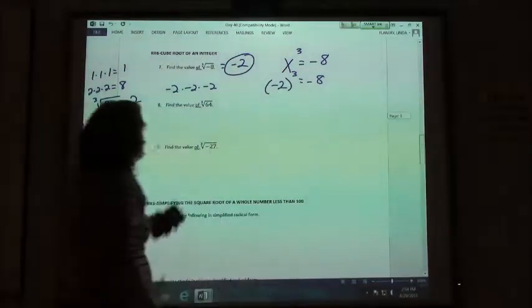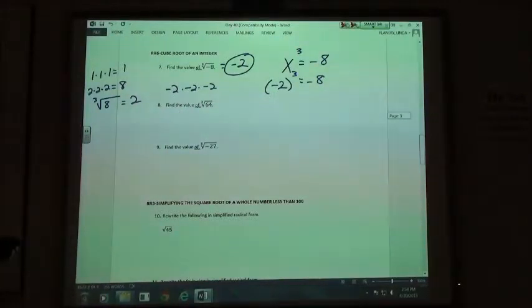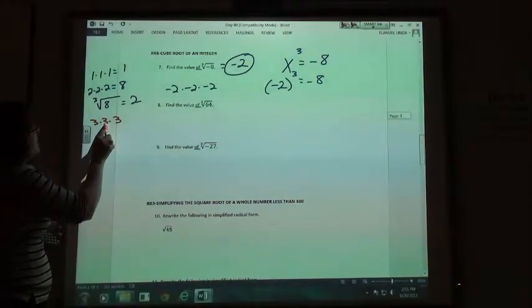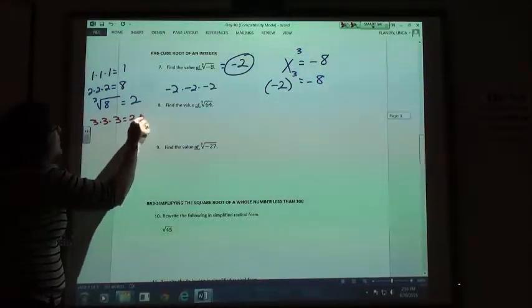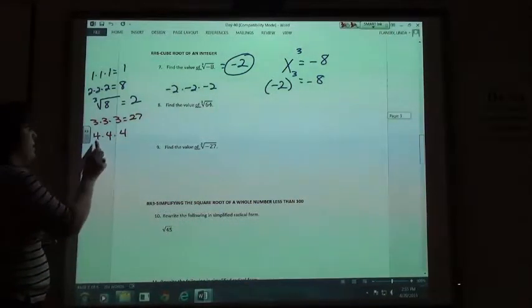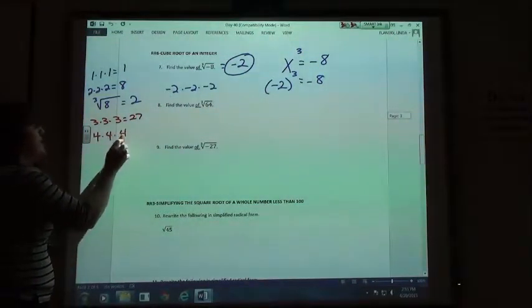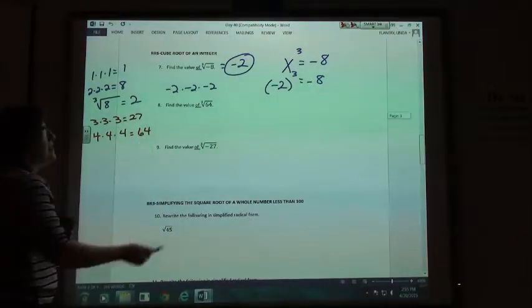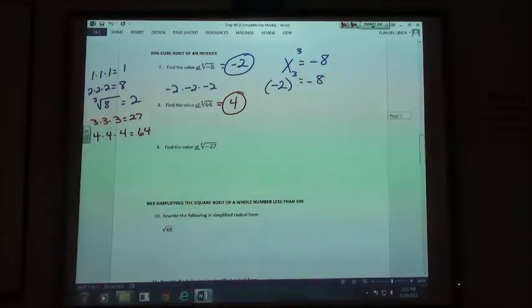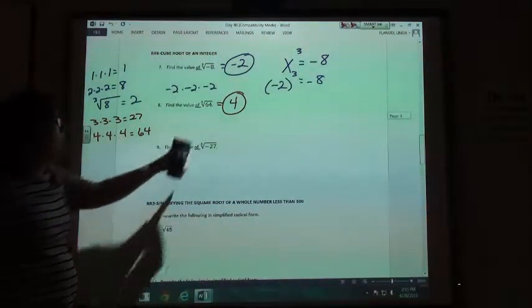So, it says find the value of the cubed root of 64. Well, we knew 1 times 1 times 1 was 1. 2 times 2 times 2 is 8. 3 times 3 times 3. 3 times 3 is 9. 9 times 3 is 27. Not big enough. 4 times 4 times 4. 4 times 4 is 16. 16 times 4. Hey, there's my 64. So the cubed root of 64 is going to be 4. Because 4 times 4 times 4 is 64.